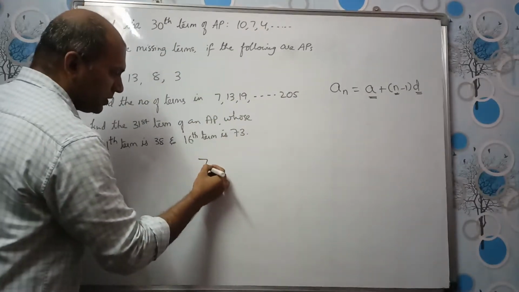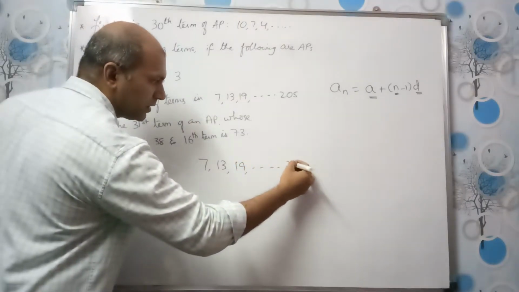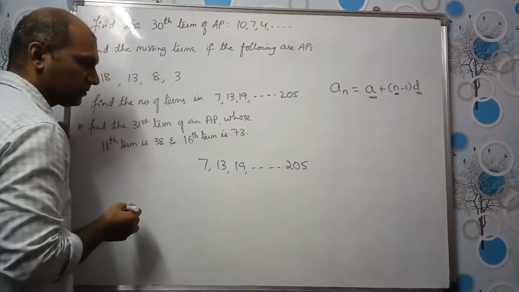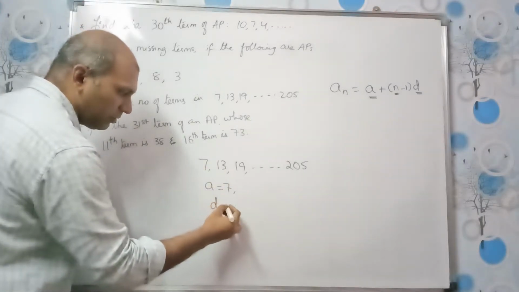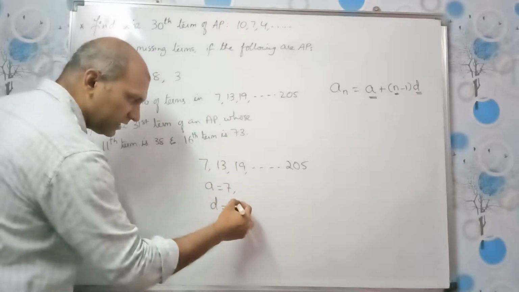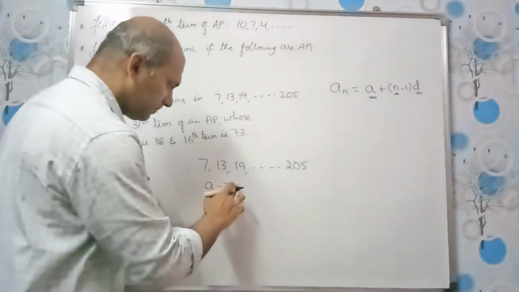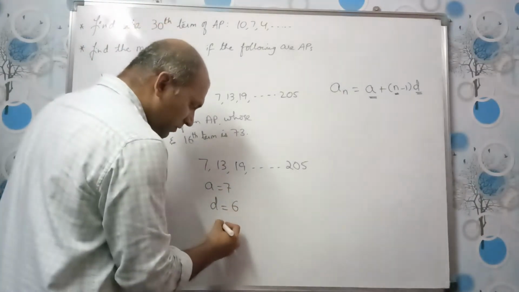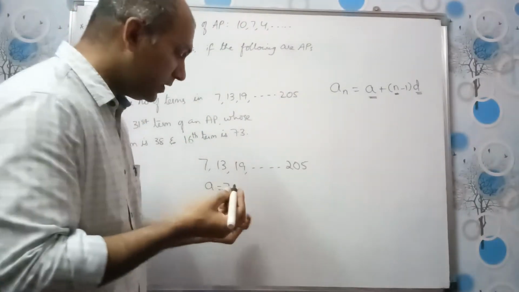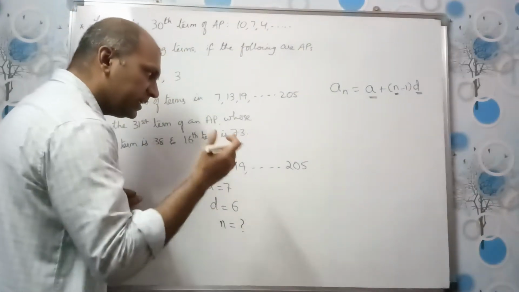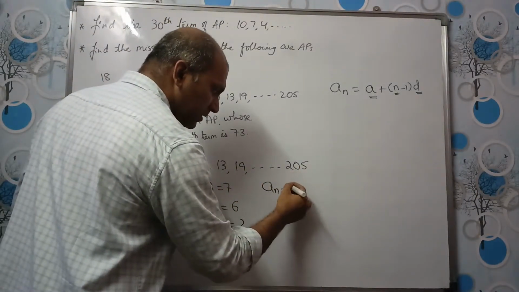Okay, so just be careful, don't get confused in this type of problems. 205 is the last term. Okay, so what is the first term? A is equal to 7. What is common difference? 13 minus 7, it is equal to 6, or 19 minus 13 will give us 6, right? Okay, what is the value of n? We need to find how many number of terms are there. So we don't know what is the value of n. How many terms are there, we don't know. But we definitely know that the last term is 205.